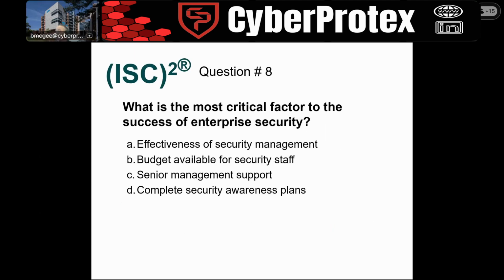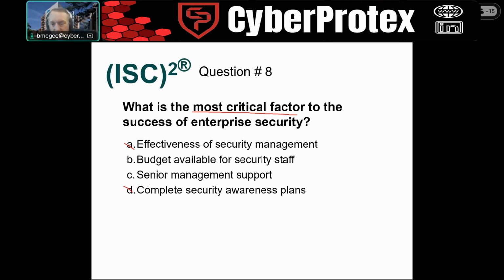All right, let's go with, how about, you think you can hook us up with this one? Sure. What is the most critical factor to the success of the enterprise security program? D, complete security awareness plans. C, senior management support. B, budget available for security staff. A, effectiveness of security management. Okay, we can eliminate A and D. I will say C.